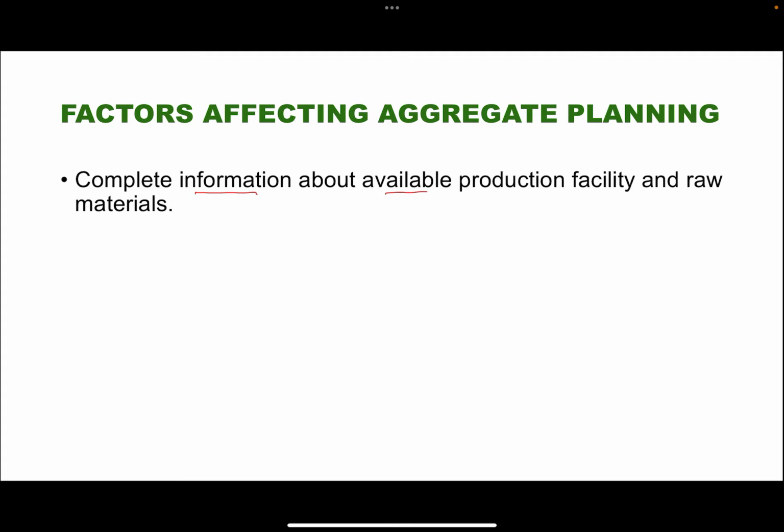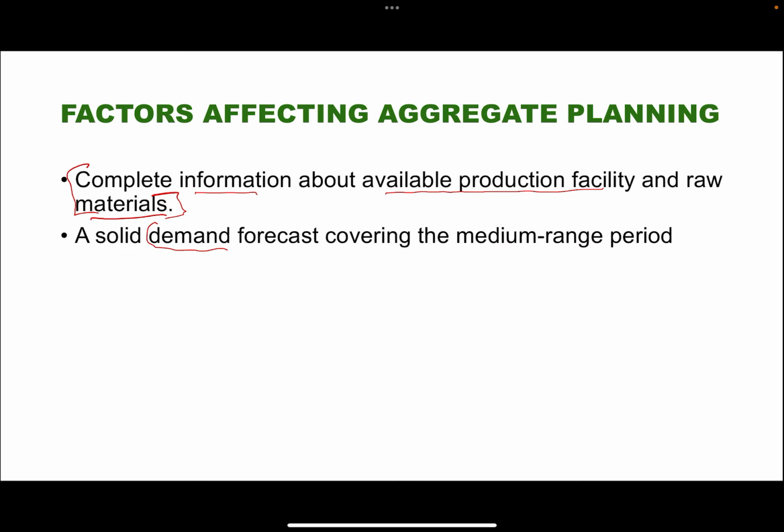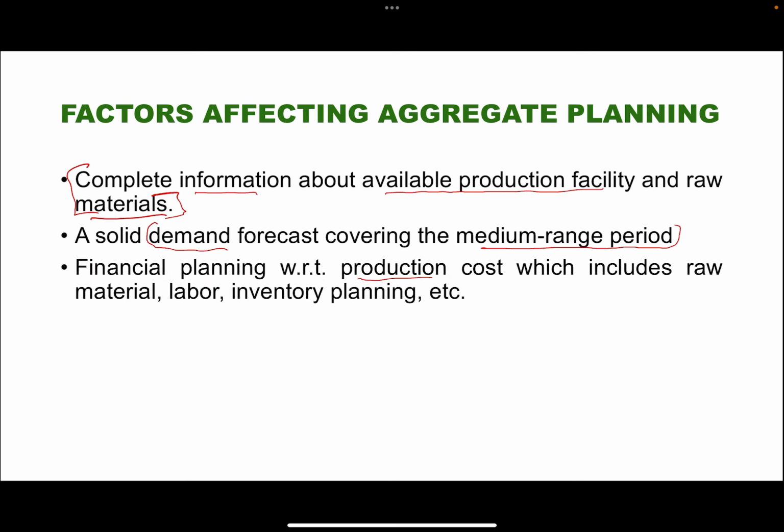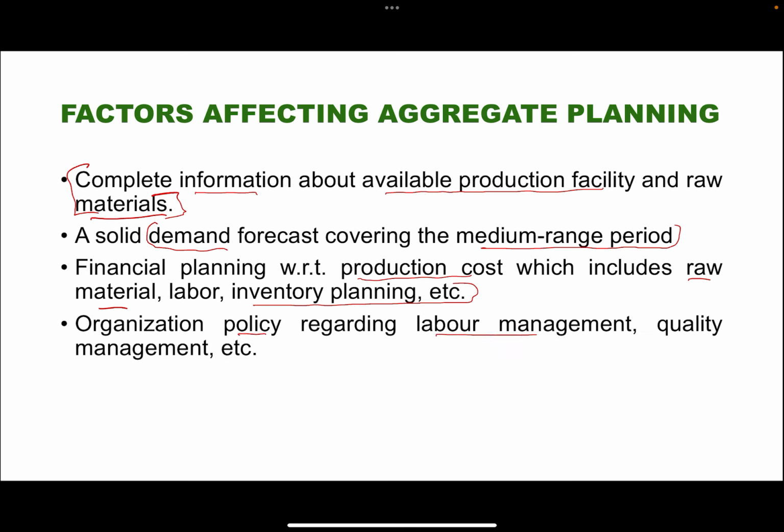First, complete information about available production facility and raw material. This is the most important thing you need for aggregate planning. That is, what raw material is available, what the production facilities and machines are, etc. Second, a solid demand forecast covering the medium range period. Aggregate planning is not for the long range period, it mainly focuses on the medium range period, so you need a solid demand forecast for that. Third, financial planning with respect to production cost, which includes raw material, labor, inventory planning, etc. And organization policy regarding labor management, quality management, etc. These are all needed because you need to adjust the laborers. Sometimes you need to fire and hire.